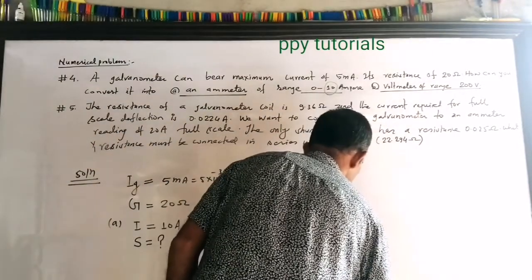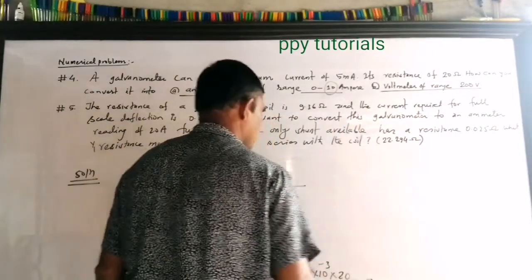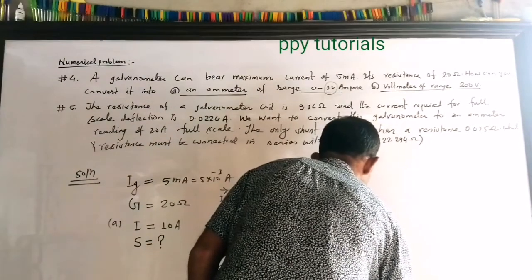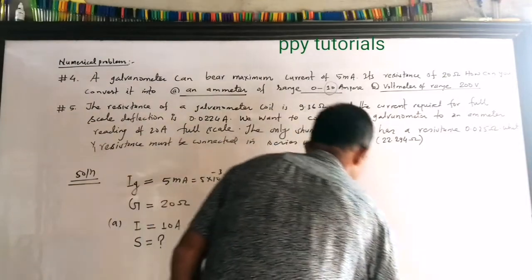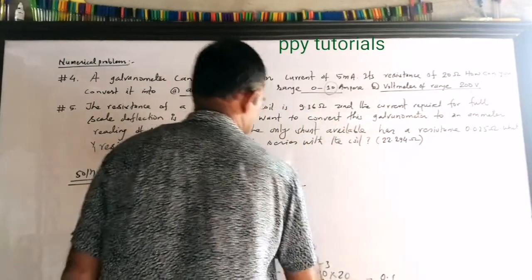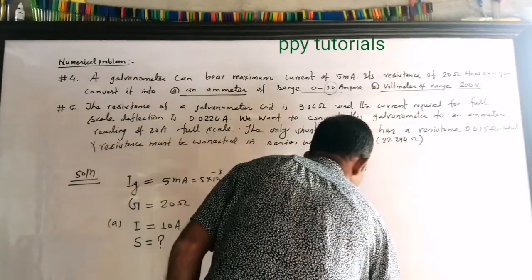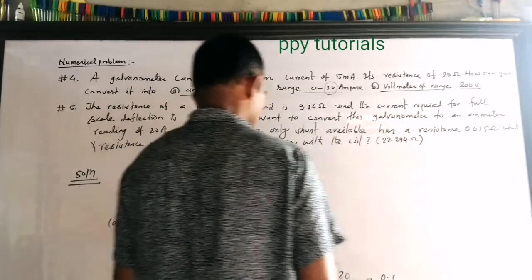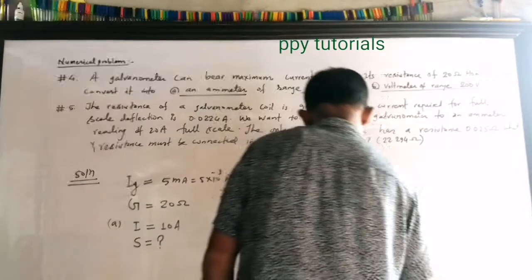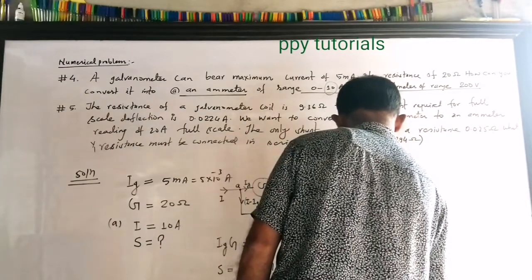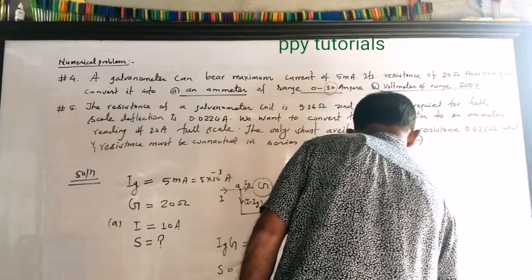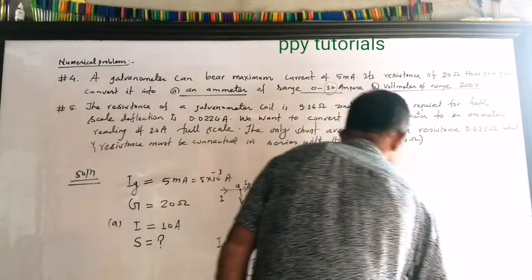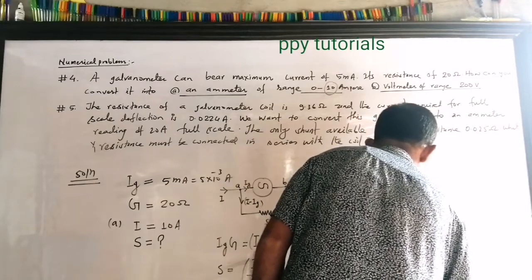You can press it yourself also. 5 into 20 is 100, so 100 into 10 to the minus 3 is 0.1. And now here it is 10 minus 0.005. 10 minus 5 into 10 to the power minus 3 means more 0s, right? 0.003. So 10 minus 0.003 is nearly equal to 10. So roughly it will be nearly equal to what will we get?